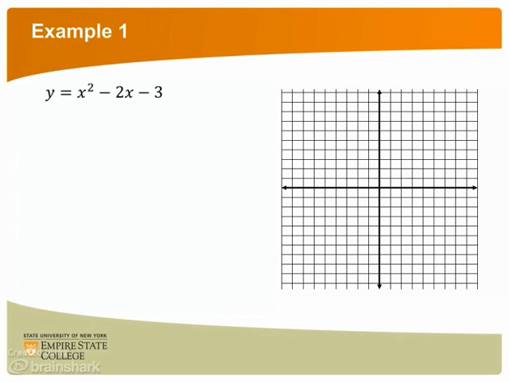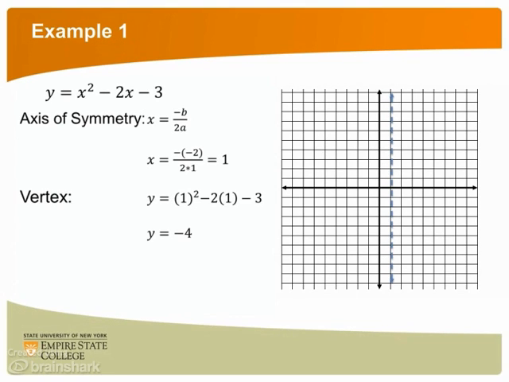Suppose we want to graph the parabola for y equals x squared minus 2x minus 3. First, we want to find the axis of symmetry. We have x equals the opposite of negative 2 divided by 2 times 1. Completing the calculations, we find the axis to be x equals 1. Draw the axis on the graph.